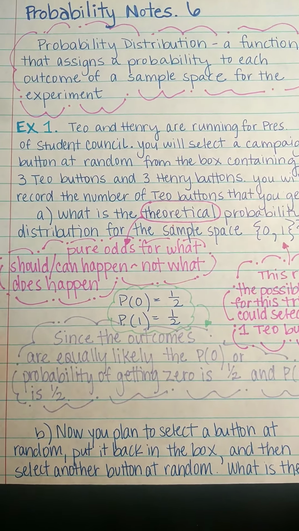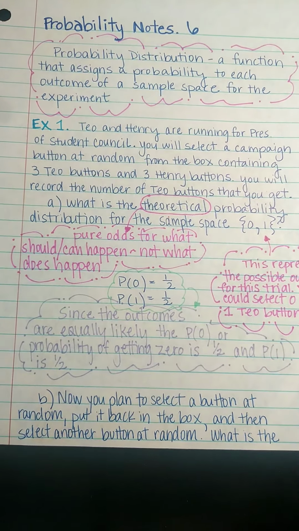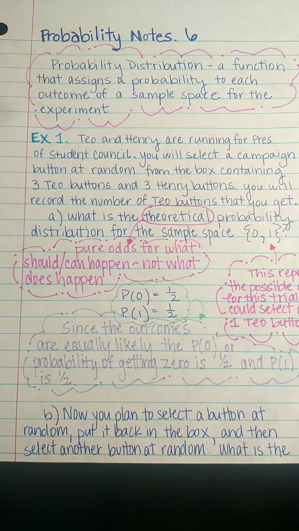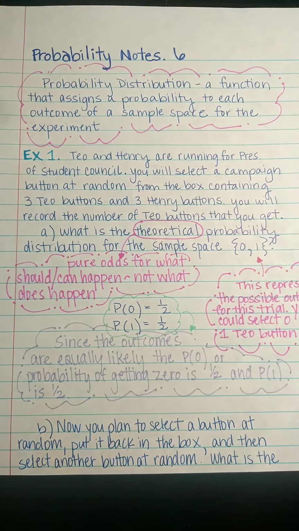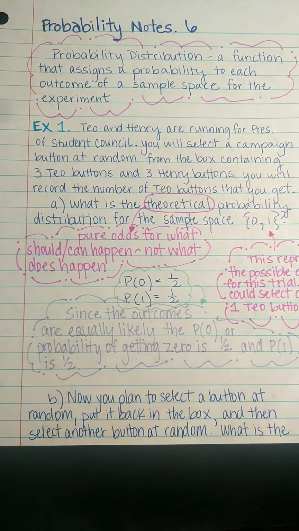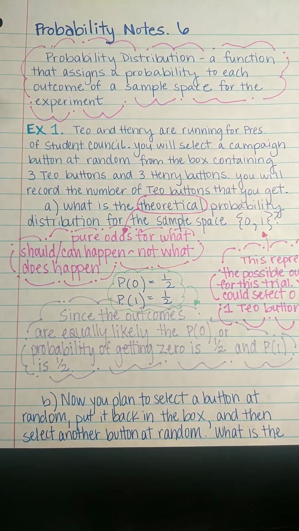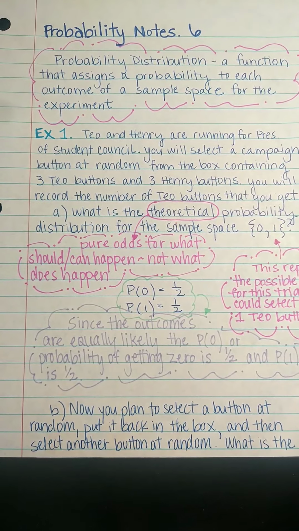So example 1. Teo and Henry are running for president of student council. You will select a campaign button at random from the box containing 3 Teo buttons and 3 Henry buttons. You will record the number of Teo buttons that you get. What is the theoretical probability distribution for the sample space? 0, 1. Now, there's a few things I want to tell you about this.